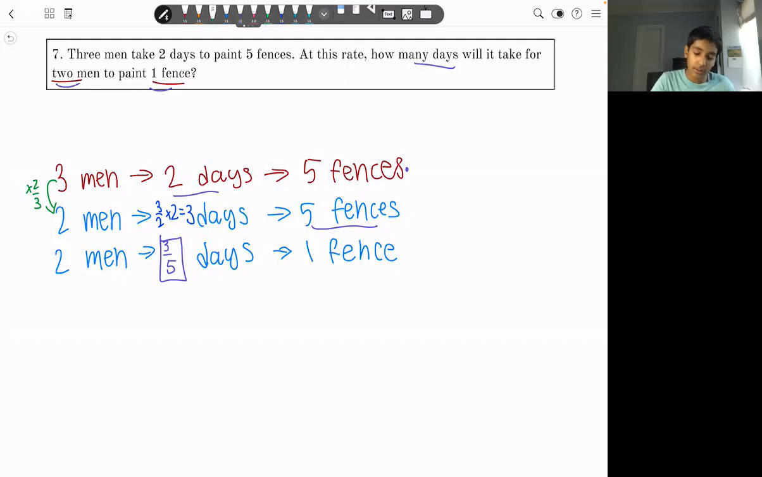Yeah, and again, those are the same things that you should be doing for most of these problems. Change one thing at a time. Change the first thing, and then the fences. Just keep doing that for any of these types of problems.